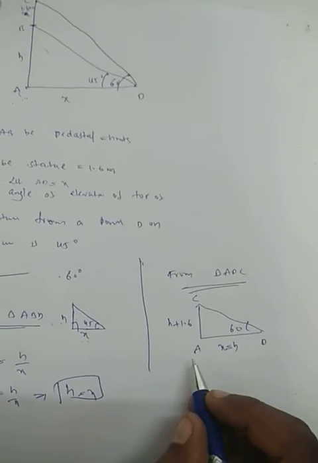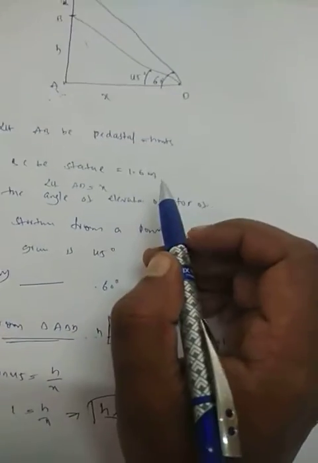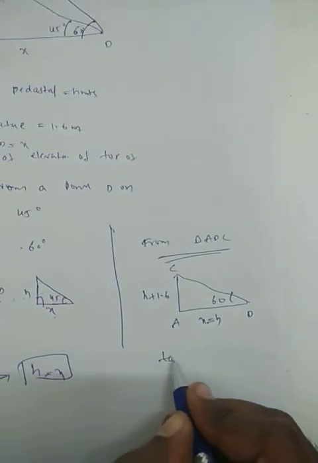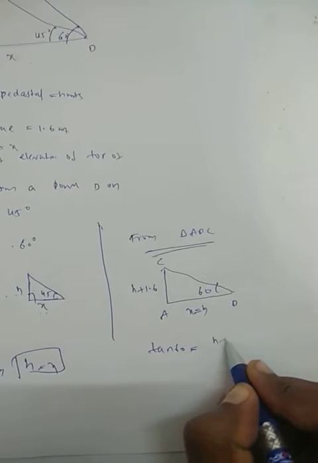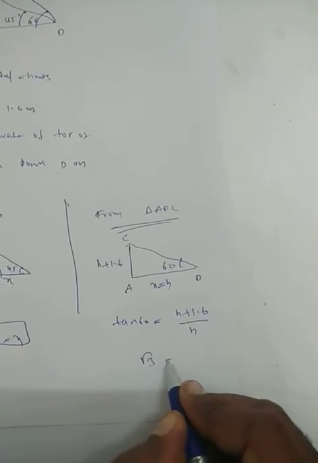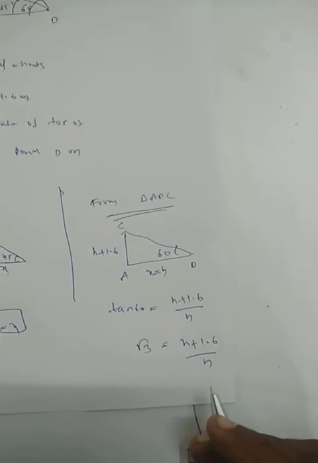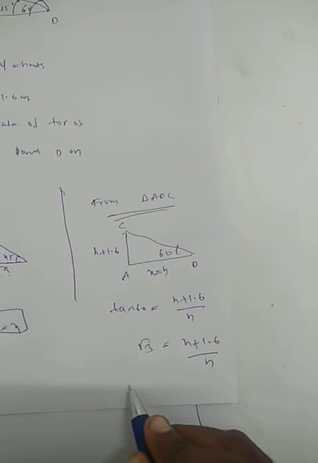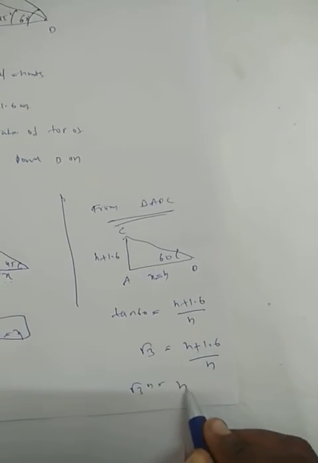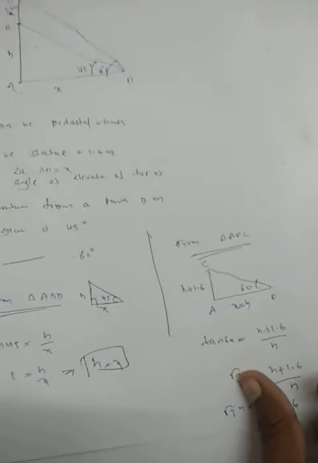So we need to find the value of h only. Why? Because what they asked in the question at the last is to find the height of the pedestal. So what can I write? Tan 60 is equal to h plus 1.6 by h. Tan 60 is root 3, so root 3 is equal to h plus 1.6 by h. So it will become root 3 h is equal to h plus 1.6.